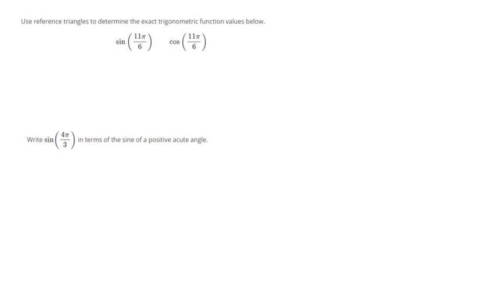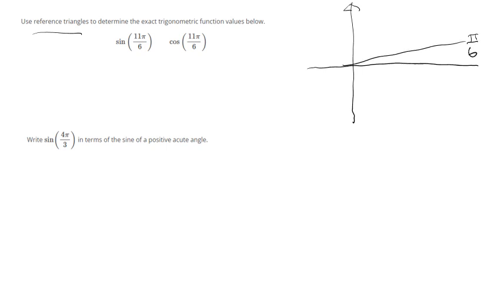Let's look at two problems here. Using reference angles, let's determine the exact value of the functions given below: sine of 11 pi over 6 and cosine of 11 pi over 6. Now, we'll take note that 6 is an important denominator, because if you remember the first quadrant, there was a special angle, pi over 6. So that pi over 6 is going to be related to this.